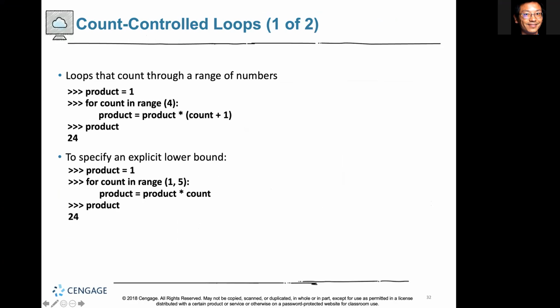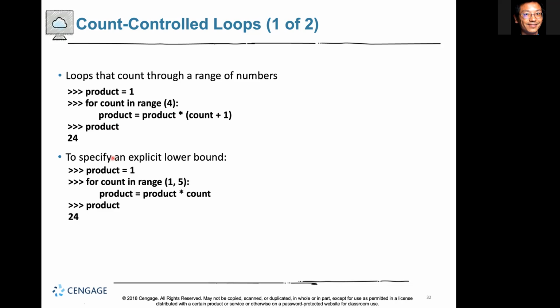You may control the count through a count. First of all, look at the example. The count is going to be starting from 0, 1, 2, 3. So the number 4 here is essentially the stop condition. This is where to stop, but it will not include 4.